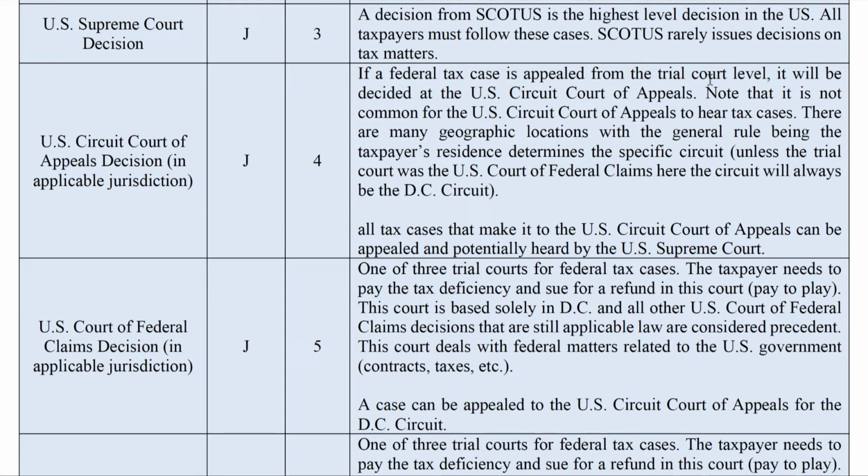That's a 3. So a decision from SCOTUS, or Supreme Court of the United States, that's what SCOTUS means, is the highest level decision in the U.S. All taxpayers must follow these cases. SCOTUS rarely issues decisions on tax matters, okay? So if you have a U.S. Supreme Court case that applies to you, you need to follow it. Generally speaking, U.S. Supreme Court tax cases are going to be broad application. You're not going to be going there for facts. And also, just so you know, it's very rare for the Supreme Court of the United States to issue tax opinions.